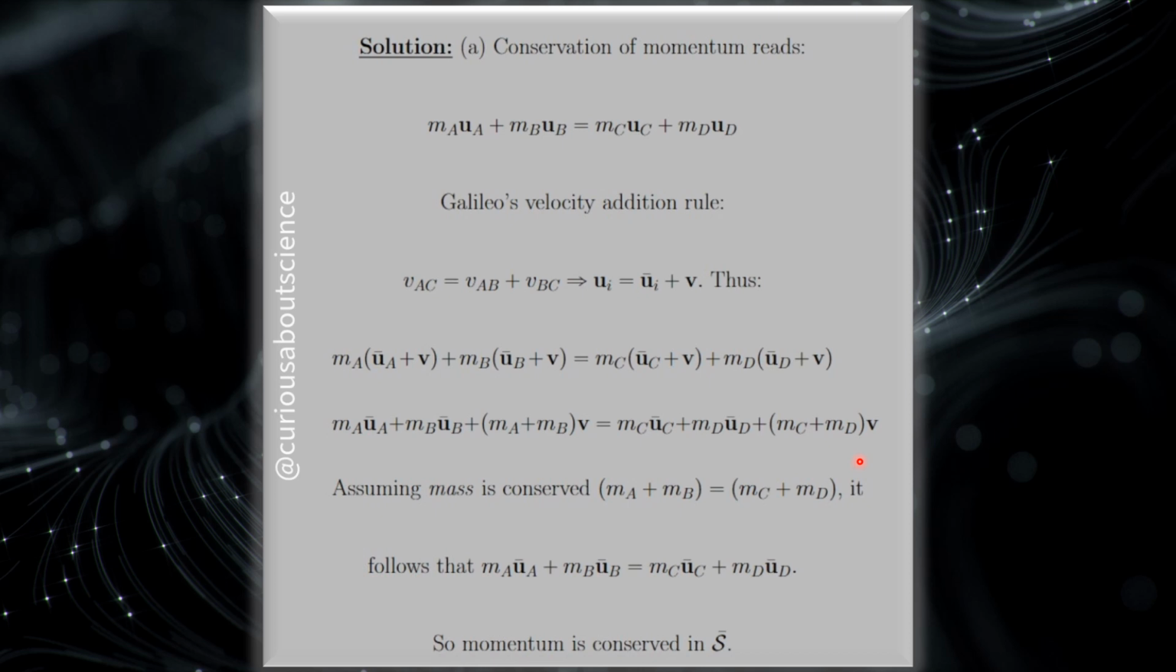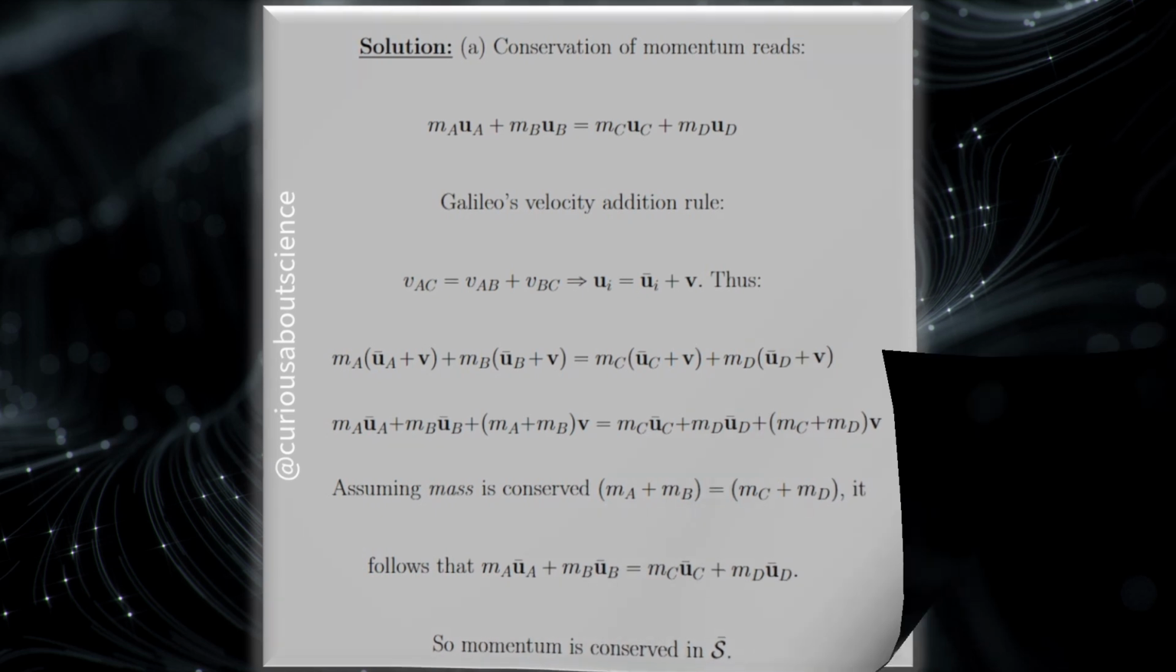So, assuming that mass is conserved, i.e. m_A plus m_B equals m_C plus m_D, it follows that we could plug this in and cancel the m_A plus m_B term on the left with the m_C plus m_D term on the right, and thus we recover the conservation equation, except now with the velocity in the bar system, or the prime system, whatever the textbook wants to use. So we can say that the momentum is actually conserved in S bar. That's pretty nifty.